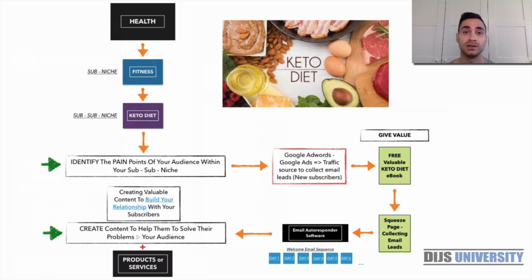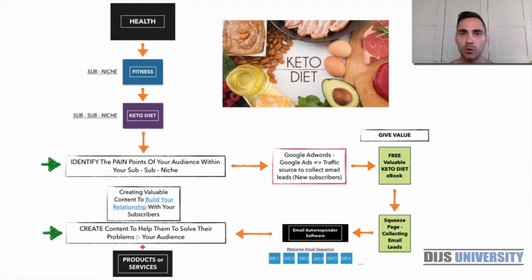So that could be different products, plans, and diets, which you're going to promote in the back end of your email marketing. But let's have a look at the structure. So health, fitness, and keto diet is the sub niche we're going to focus on. Identify the pain points of your audience within the sub niche. Then we're going to use Google Ads as the traffic source to collect email leads, so new subscribers, and build your email list. And we're going to do that by searching keywords.